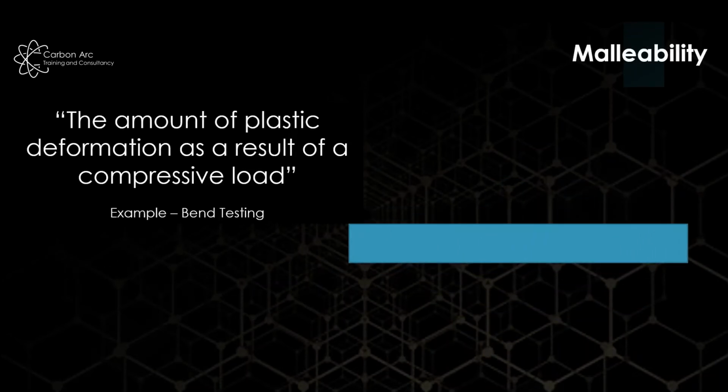And our last one here is malleability. Malleability ties in very much to how much we can bend or deform a component. A good example of this sort of test is a bend test. If something is malleable, it will bend more easily without failure.